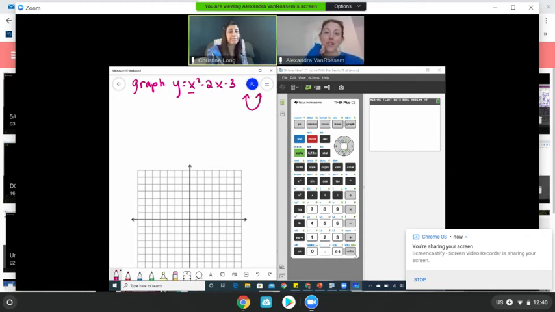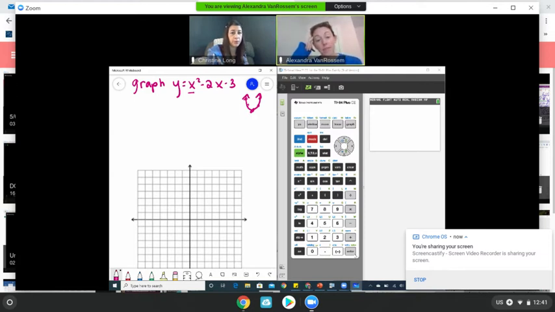So if we're going to graph this quadratic parabola, we know that we need this turning point right here, which is the vertex. And then we probably should get 2 points on each side since it's symmetric.